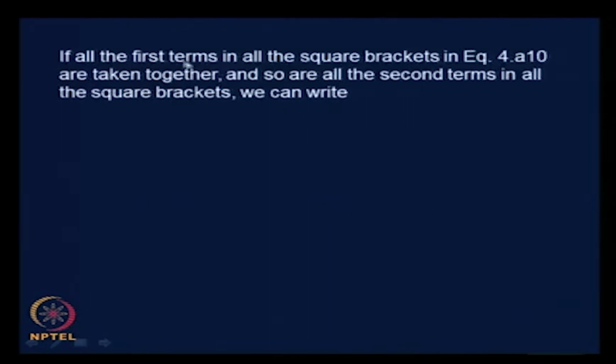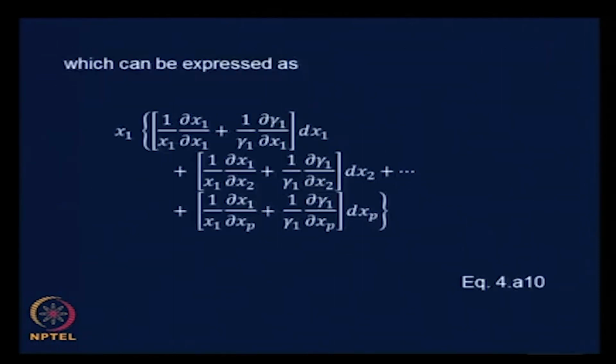and the first terms, if all the first terms in the square brackets of equation 4A10 are taken together and all the second terms in the square brackets are taken together, what I mean by that is this was 4A10. So, we will combine 1 by x1 dou x1 dou x1 dx1 plus 1 by x1 dou x1 dou x2 dx2 and so on plus 1 by x1 dou x1 dou xp dxp. This is still inside the flower bracket. That would be one combined term.